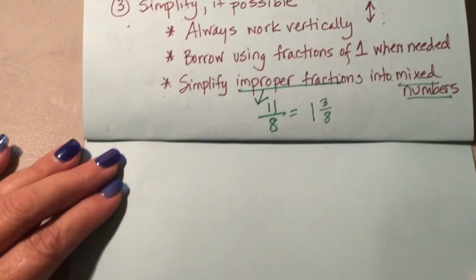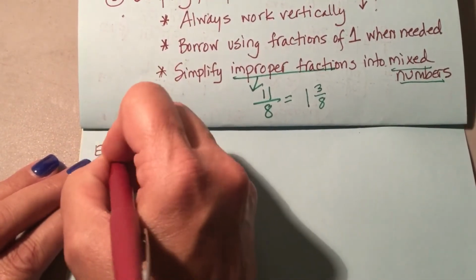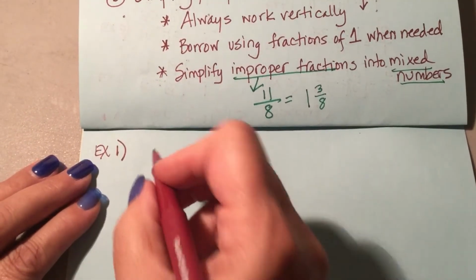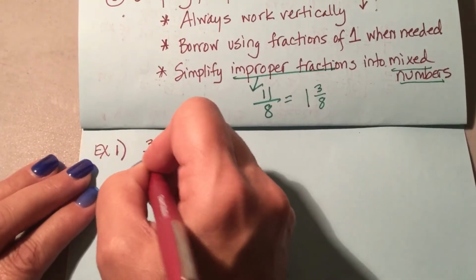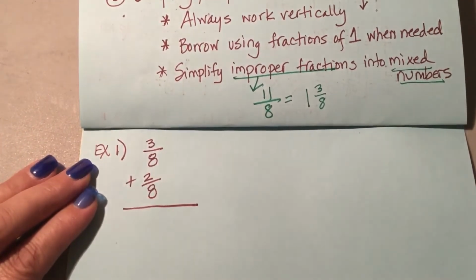All right, so let's take a look. Those are our steps, so let's go down here and do an example. We're going to do 4 examples this time. So example number 1, 3/8 plus 2/8. Now remember, in this one we have the same denominator.